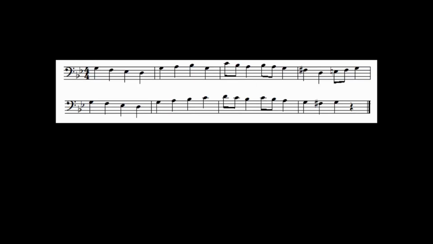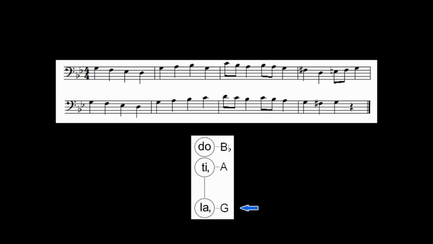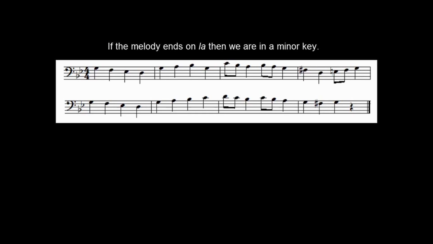In this next example, we again have a key signature that has B flat and E flat. We now know the major scale with this key signature is B flat major. Therefore, B flat is Do. However, when we look at the last note, we discover it is not B flat, but is G. If B flat is Do, then G will be La. Do, ti, la. If the melody ends on La, then we are in a minor key. If G is La, then we are in the key of G minor.